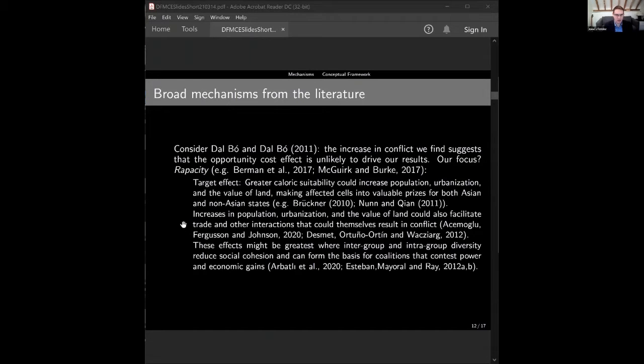serve as mediators. We expect this to be particularly the case in places where both diversity across groups and diversity within groups can lower social cohesion and can serve as the basis of coalitions that are useful to organize when you want to have a conflict and appropriate economic gains.